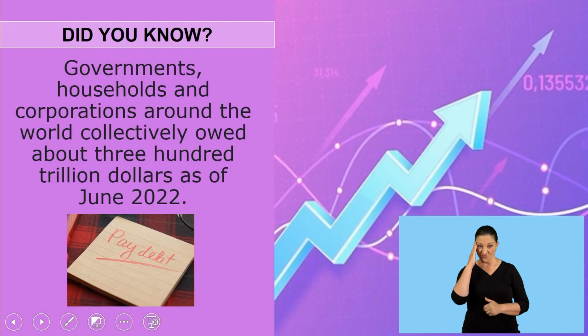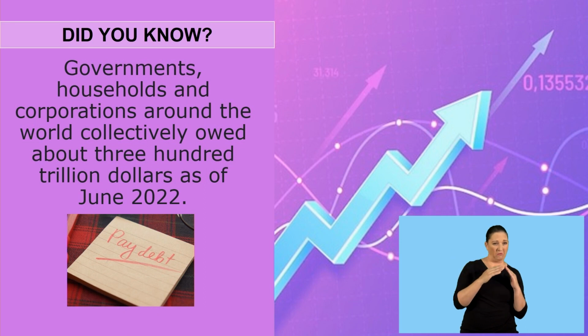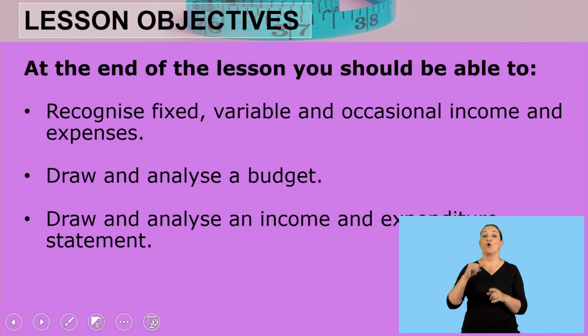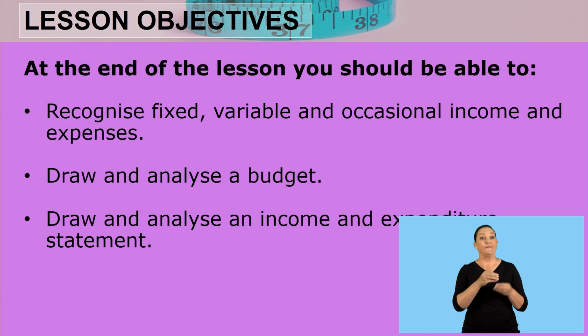Did you know that governments, households and corporations around the world collectively owed about $300 trillion as of June 2022? That's a massive amount of debt. At the end of the lesson, you should be able to recognize fixed, variable and occasional income and expenses, draw and analyze a budget, and draw and analyze an income and expenditure statement.